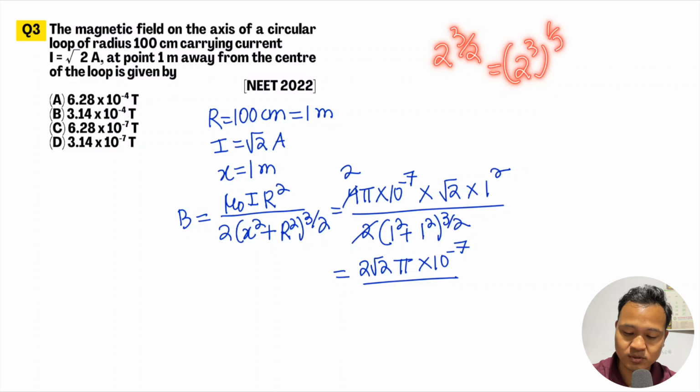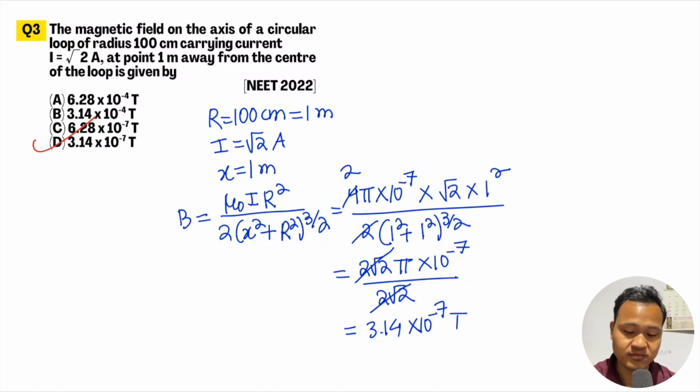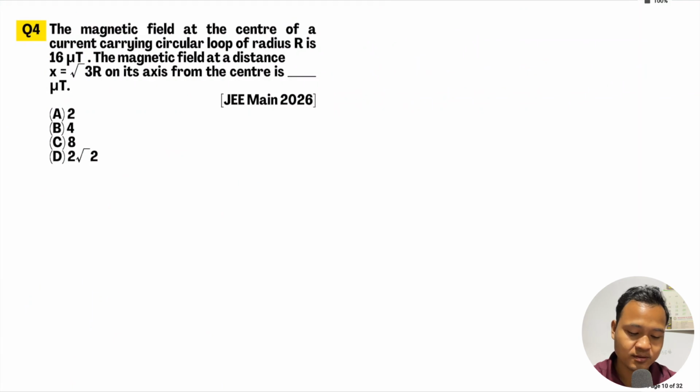So 2 power 3 by 2, that is 2 cube to the power 1 by 2, that means 8 power 1 by 2, which means √8, which is 2 √2. So you will have here 2 √2, so 2 √2 gets cancelled out. Pi is 3.14 into 10 power minus 7 Tesla. Okay, 3.14 into 10 power minus 7. So this was a direct application of the formula. Okay, next one.